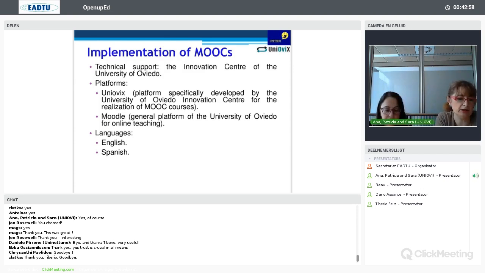However, the technical difficulties of its implementation meant that the first edition of the first course was developed through the virtual campus of the University of Oviedo. For that, we used Moodle, the general platform of the University of Oviedo for online teaching. These courses were offered in Spanish and English in order to achieve the highest participation from different European countries, both from students and from the public. With the same goal, the courses had multiple channels of communication and discussion.